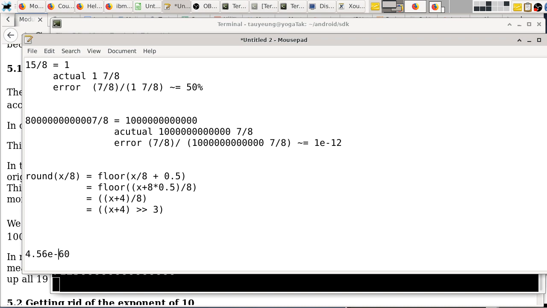Come on, come on, come on. Yes, but how are you going to reverse that operation?